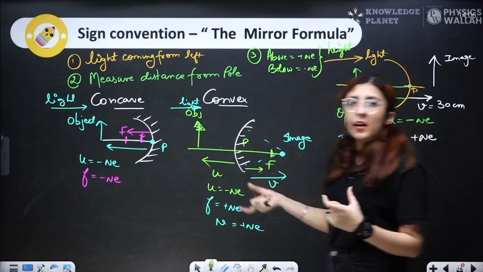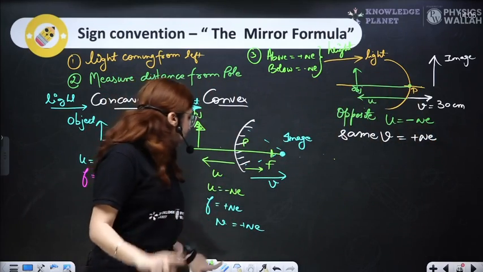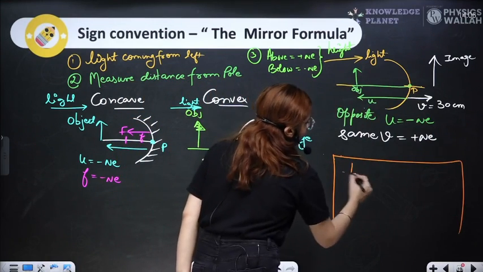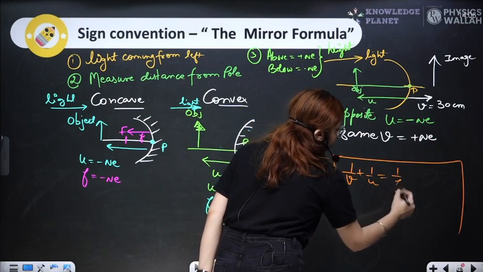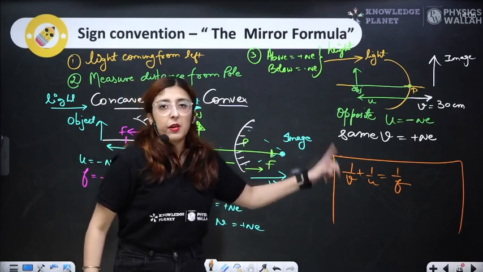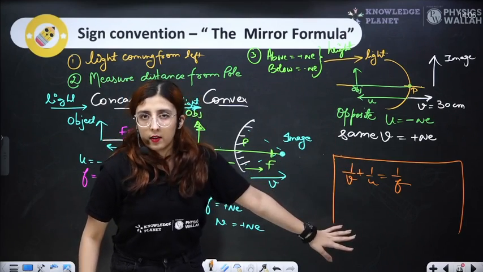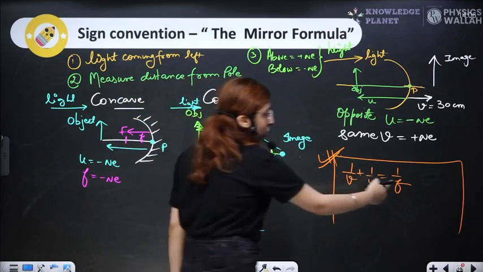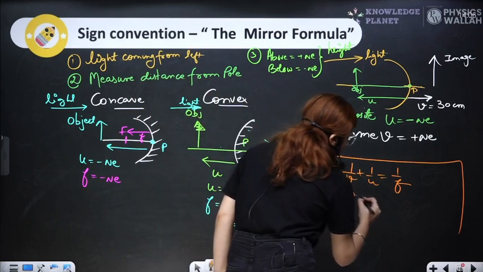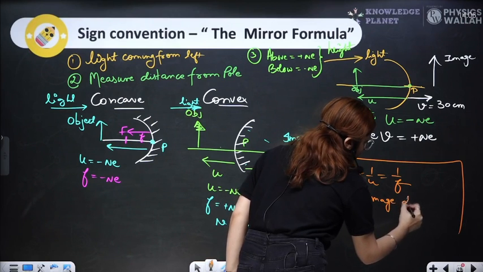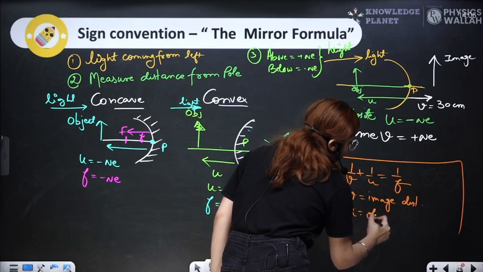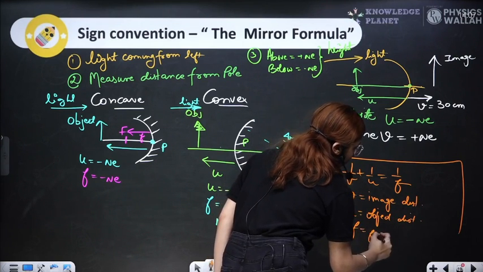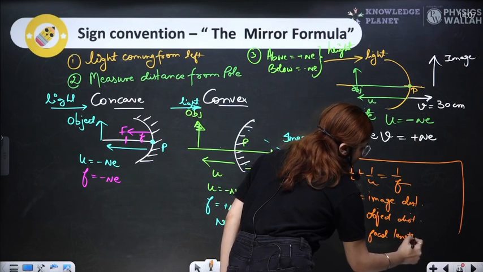Now this information you are going to use in your numerical when you are going to use the mirror formula. What is the mirror formula, everyone? The mirror formula is 1 by V plus 1 by U is equals to 1 by F. 1 by image distance plus 1 by object distance is equals to 1 by focal length. Right? This is your mirror formula. Okay? V, U and F. Right? Now V is image distance. U is object distance. And F is the focal length. Okay?